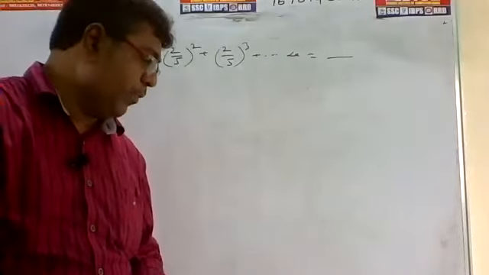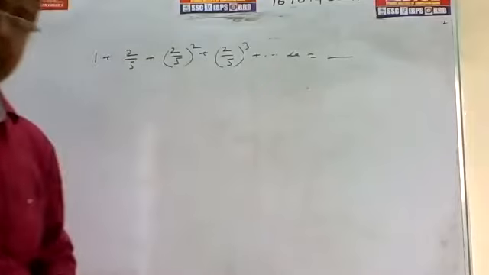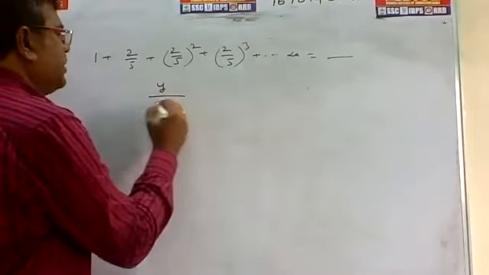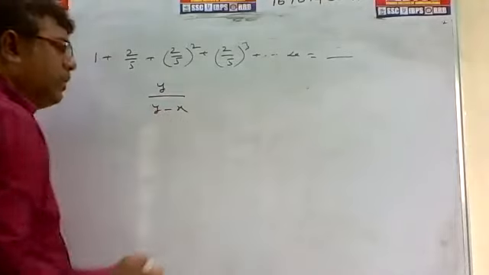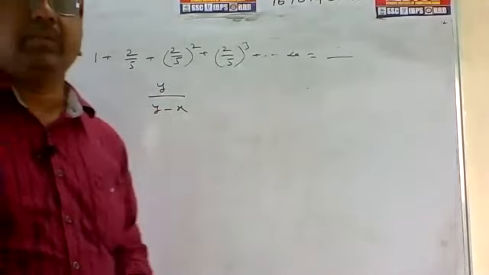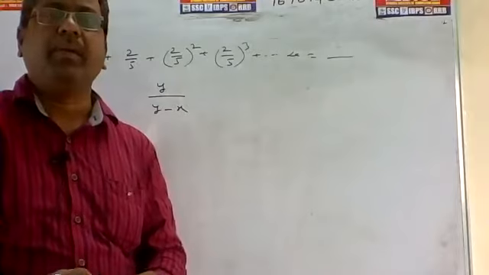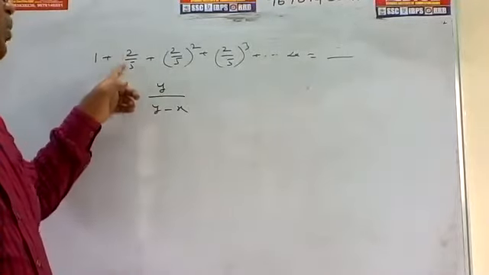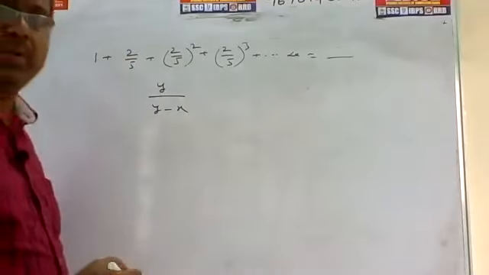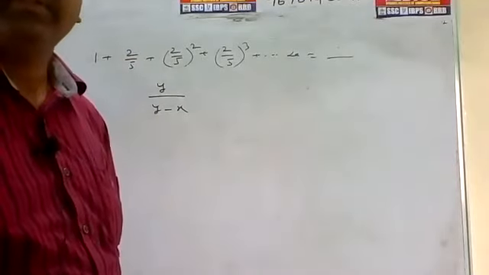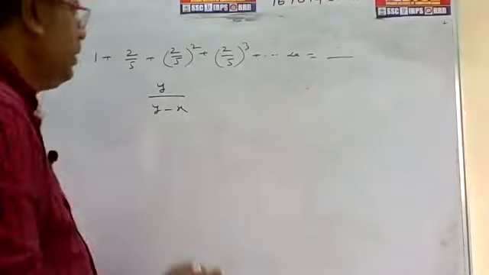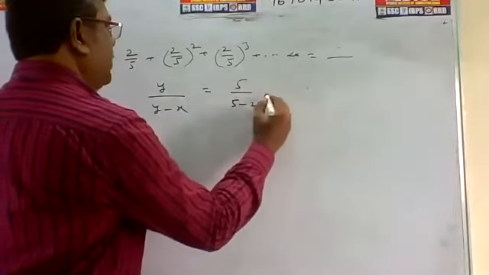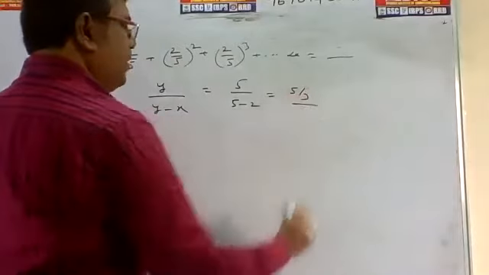So what is the formula? The third formula. The third formula is y by y minus x. Here x means 2, y means 5. So substituting the values, it becomes y by y minus x, that is 5 by 5 minus 2. So the answer is 5 by 3.